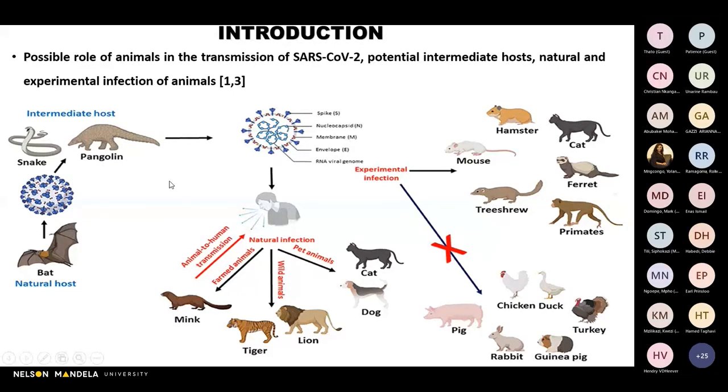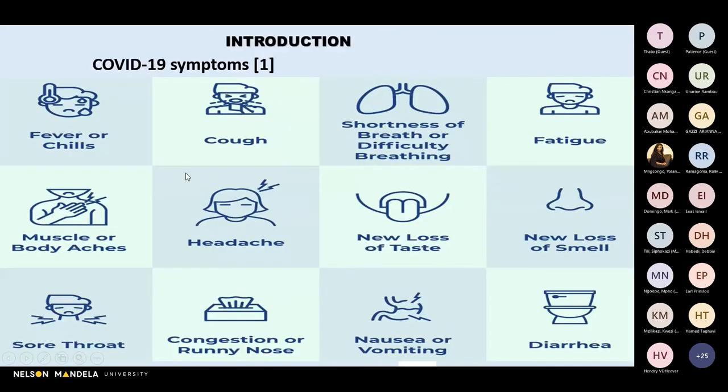Okay, now looking at the symptoms of COVID-19, some of the most severe symptoms are fever or chills, cough, shortness of breath or difficulty in breathing, fatigue, loss of smell, loss of taste, headache, muscle or body ache, sore throat, congestion or runny nose, nausea, vomiting, and diarrhea.